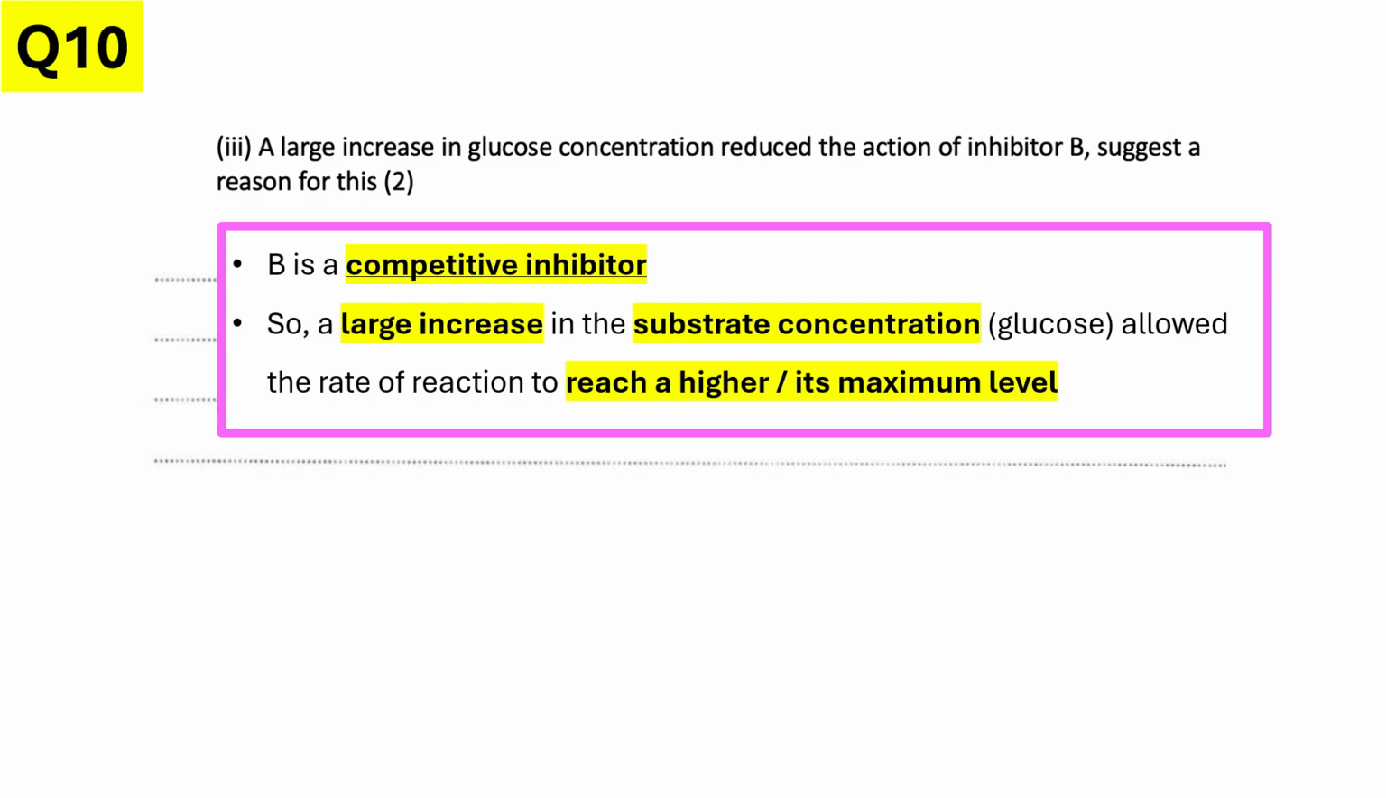So this is one way of testing if an inhibitor is a competitive inhibitor or a non-competitive inhibitor. Whereas if we actually increase the concentration of substrate, which is glucose, we're going to dilute out the effect of a competitive inhibitor. So for the second point, a large increase in the substrate concentration, which we know is glucose, allowed the rate of reaction to be higher, reach its maximum level. There's more enzyme substrate complexes, and that's the evidence we need to say it's a competitive inhibitor.